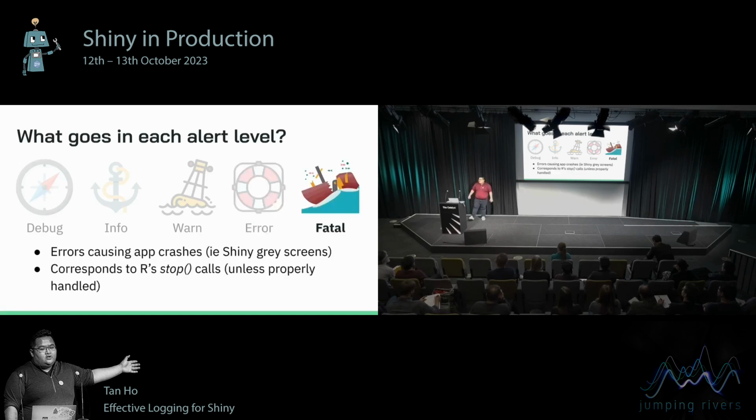And lastly, fatal is anything that causes an app to crash, i.e. Shiny gray screens. This basically corresponds to where R calls stop, and if R calls stop within your app, it will crash your app unless you properly handled it.